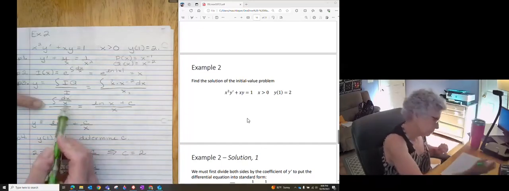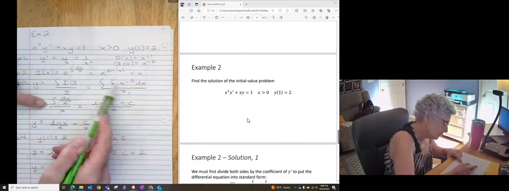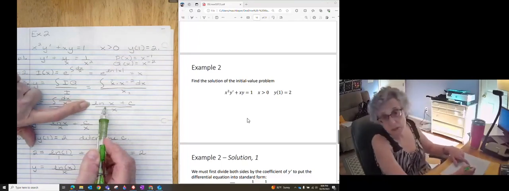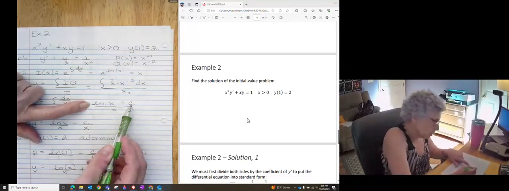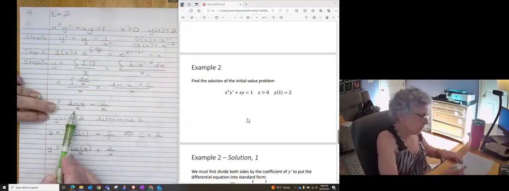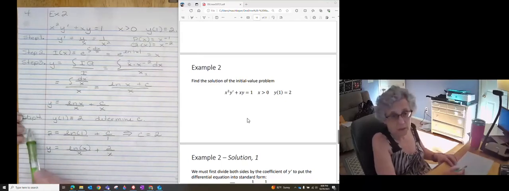And then I simplify. I end up with dx over x, so natural log of x again. Natural log of x plus a constant over x. I can divide it into two pieces.